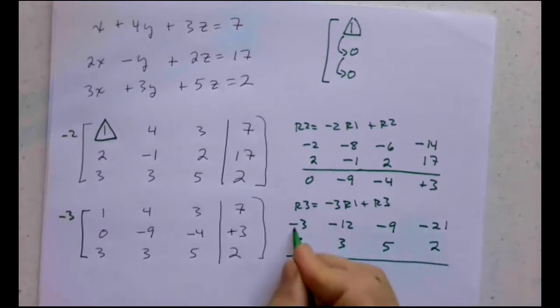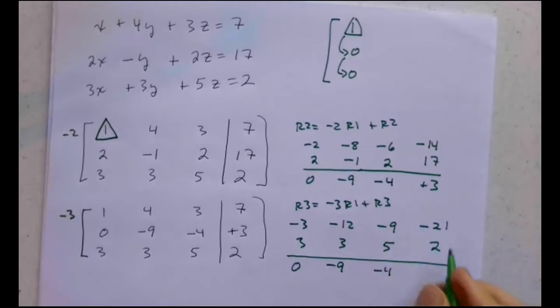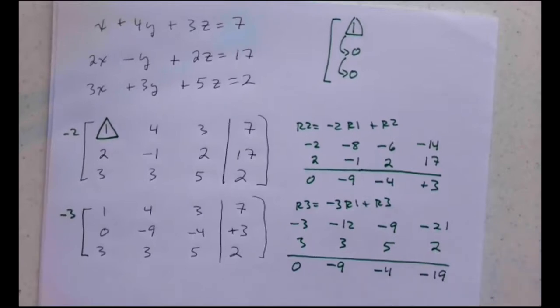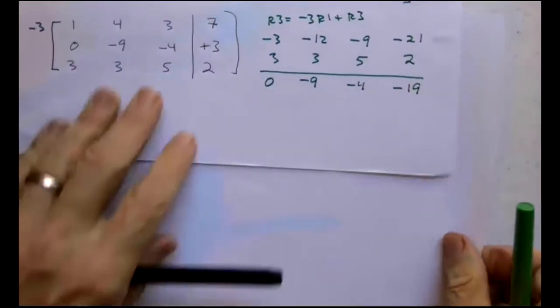And what do I get? -3 and 3 is 0. -12 and 3 is -9. -9 and 5 is -4. -21 and 2 is -19. And that becomes my new row 3. So we're going to go ahead and create this matrix with 0, -9, -4, -19 as the new row 3.